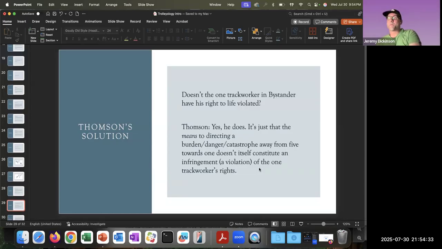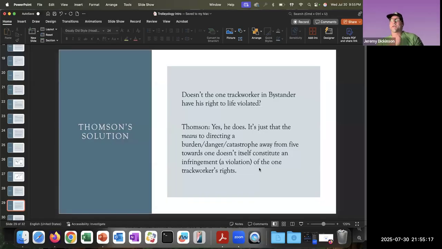Okay, so you might be asking at this point, okay, Thomson's focusing on the means taken, and perhaps this was tricky toward the end of the paper. Doesn't the one track worker in bystander have his right to life violated, though? Just like the healthy patient in transplant does. So Thomson says, yeah, it does. It's just that the means to directing the burden, danger, catastrophe, as I note here, away from the five doesn't itself constitute infringement or a violation of the one track worker's rights.